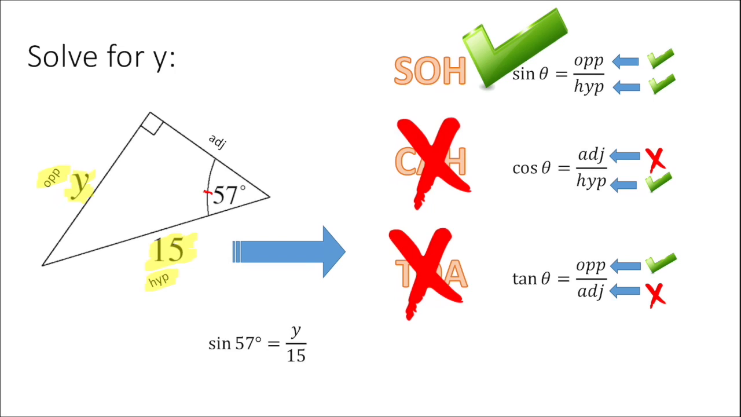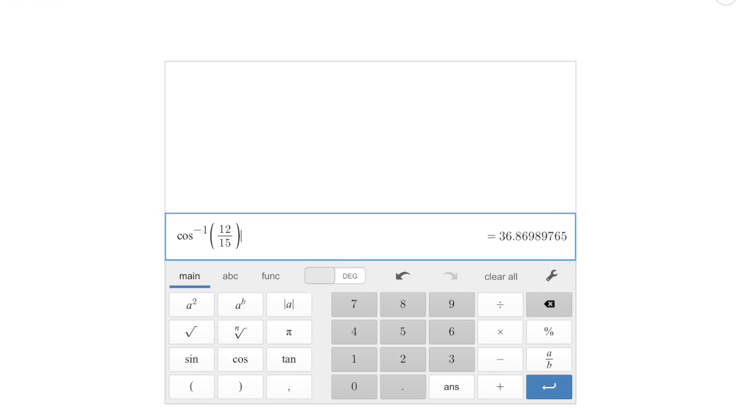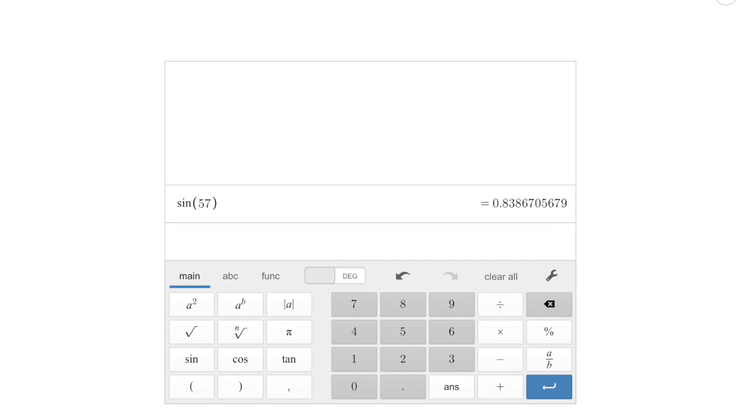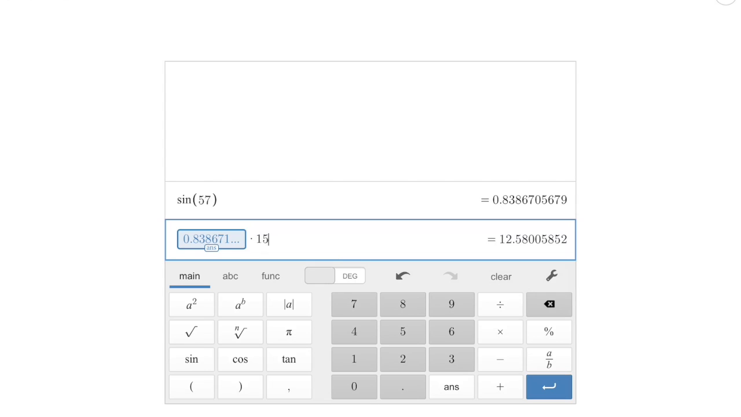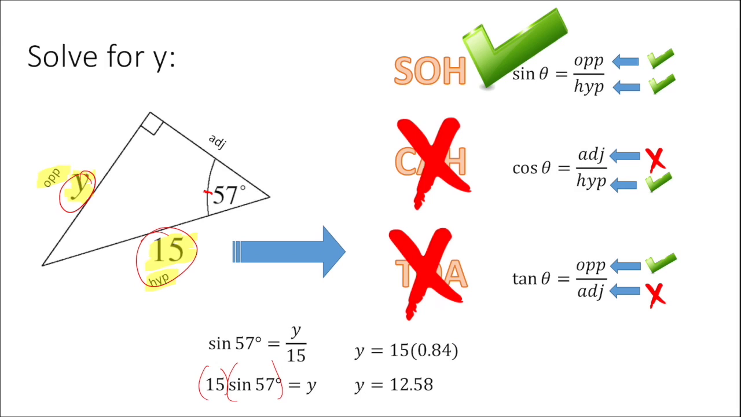So sine of 57 degrees equals opposite, which is y, over the hypotenuse. So you say y equals 15 times sine of 57. Sine of 57 is just a number. It's a ratio. So sine of 57 times 15. 12.58 is my answer.